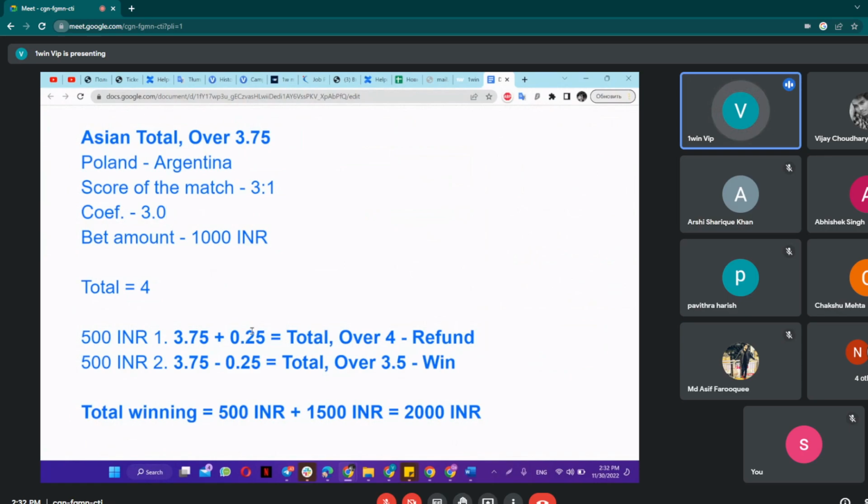It's not really complicated to explain or to negotiate with the customer about Asian total bets. Just remember that something is different with Asian total. What is different? Asian total should be divided into two different bets, plus 0.25 and minus 0.25.